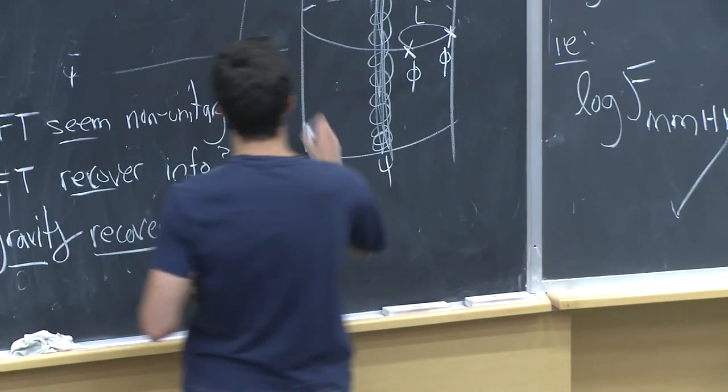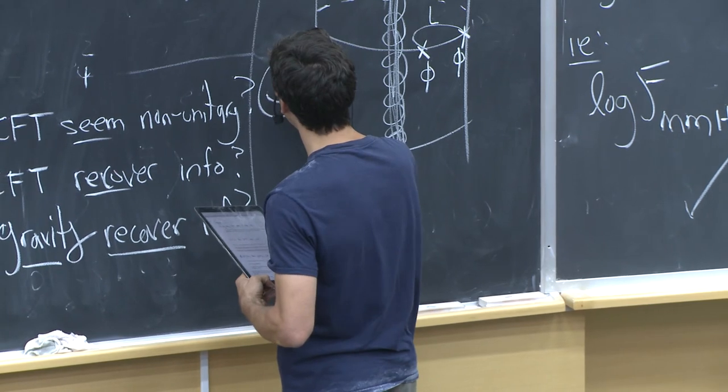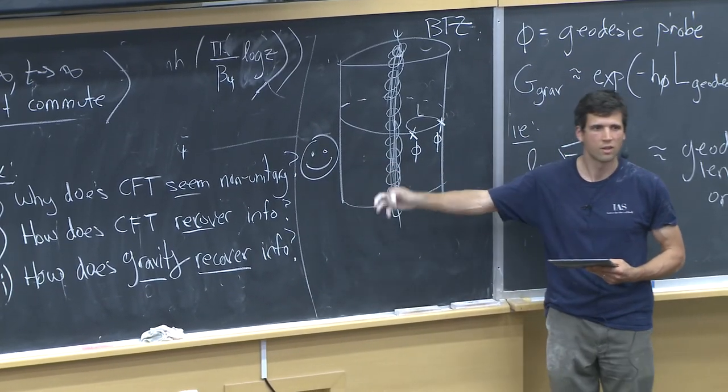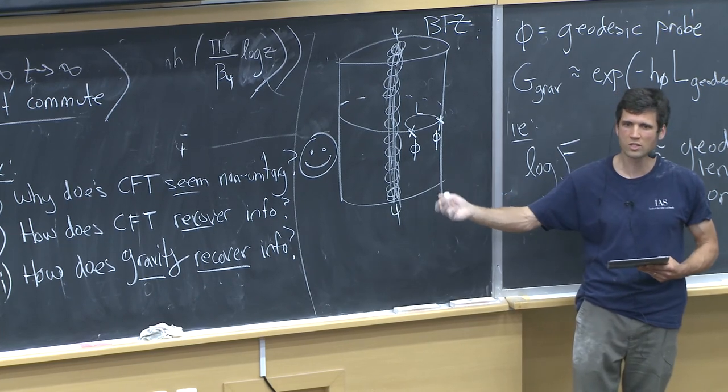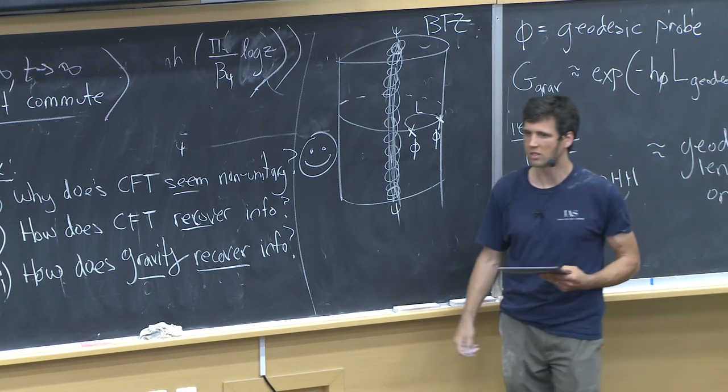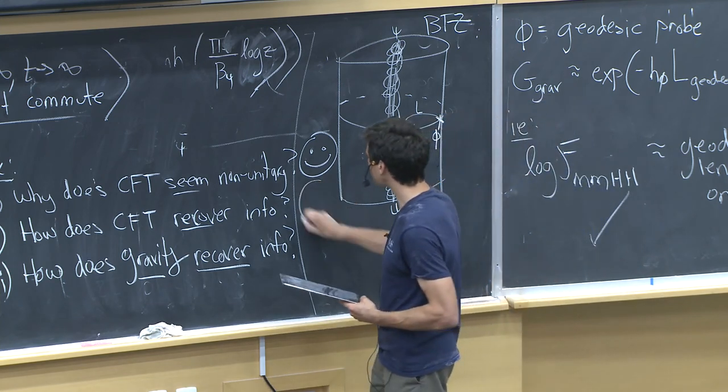I'm going to grade us here. So this one, I think we're good on number one. We just did the calculation. We made some assumptions there, but we understand why that calculation is seeming to violate unitarity.